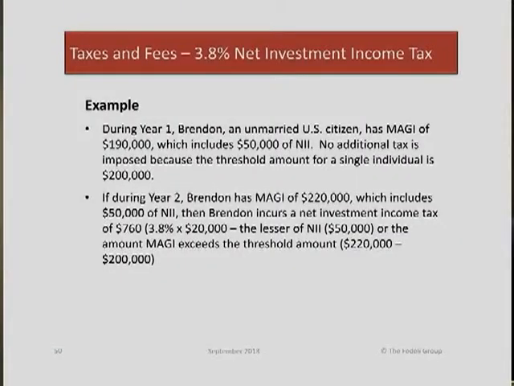In year two, let's assume his AGI is $220,000. He has the same $50,000 in net investment income. In that example, because his AGI goes over the threshold of $200,000 for a single taxpayer, he now is going to have the 3.8% tax, and it will be the lesser of the amount by which his AGI exceeds the threshold, in this case $20,000, or his $50,000 of net investment income. So $20,000 times 3.8%, $760. That's basically how the math works with respect to the 3.8%.